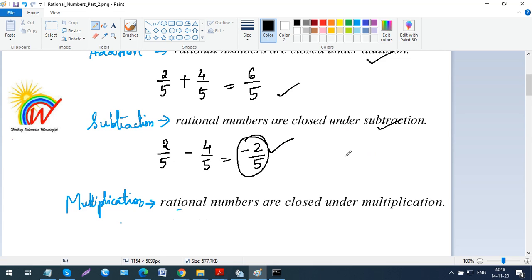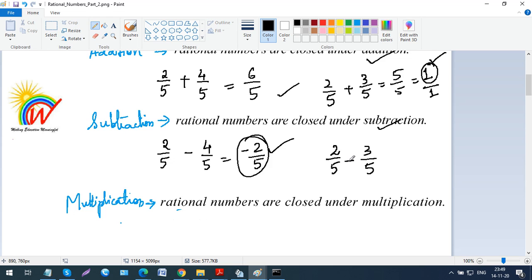If, instead of 2 by 5 and 4 by 5, I take 2 by 5 and 3 by 5, and add both of them, what do I get? I end up getting 5 by 5, which is equal to 1. So 1 is also a rational number. If you don't see anything in the denominator, it's understood that there is 1 in the denominator. So that also is a rational number. Here also, if I do minus, you get minus 1 by 5. Anyway, it's a rational number again.